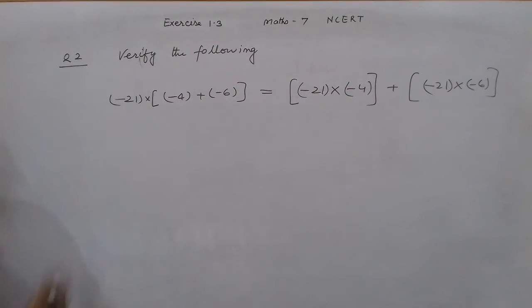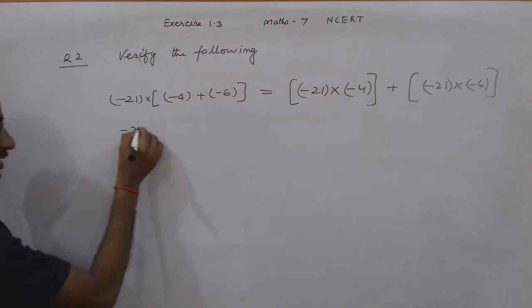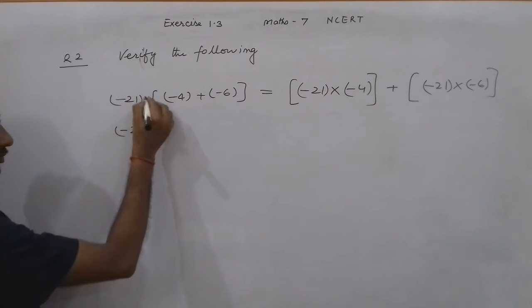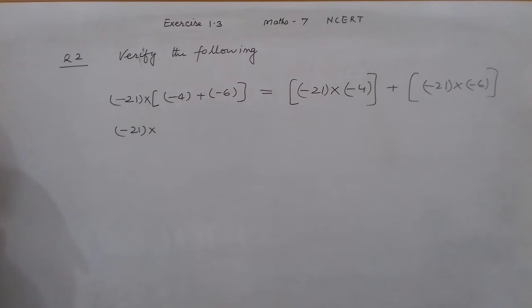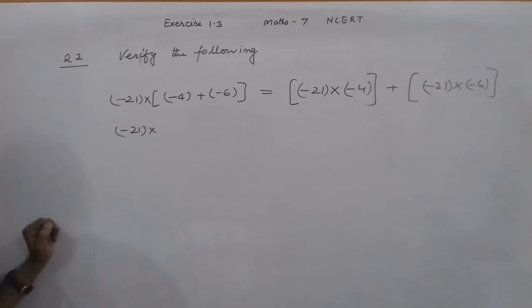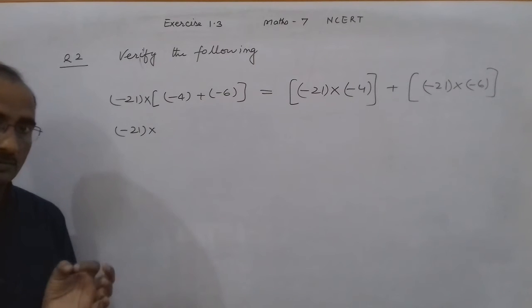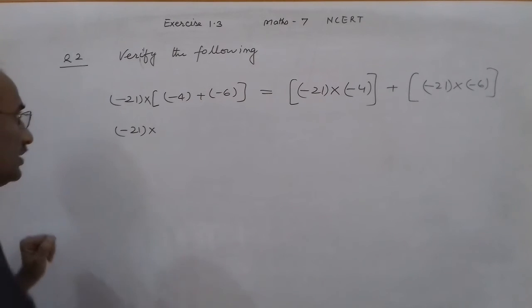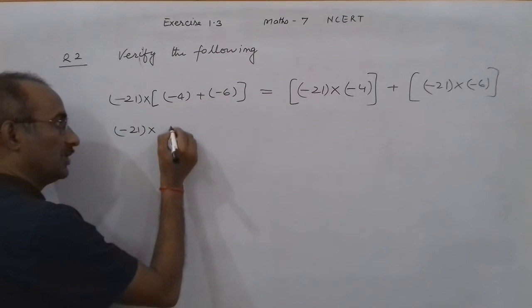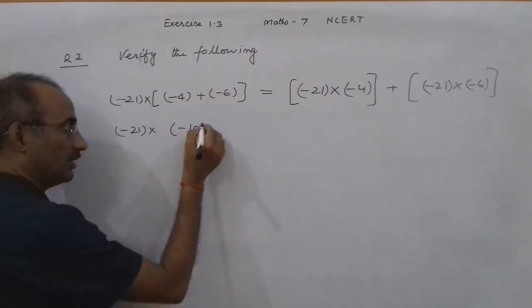So let's start. Here we can write minus 21 and we have to find the sum of minus 4 and minus 6. To find the sum of two negative integers, we add both the integers. So on adding minus 4 and minus 6, we get minus 10.